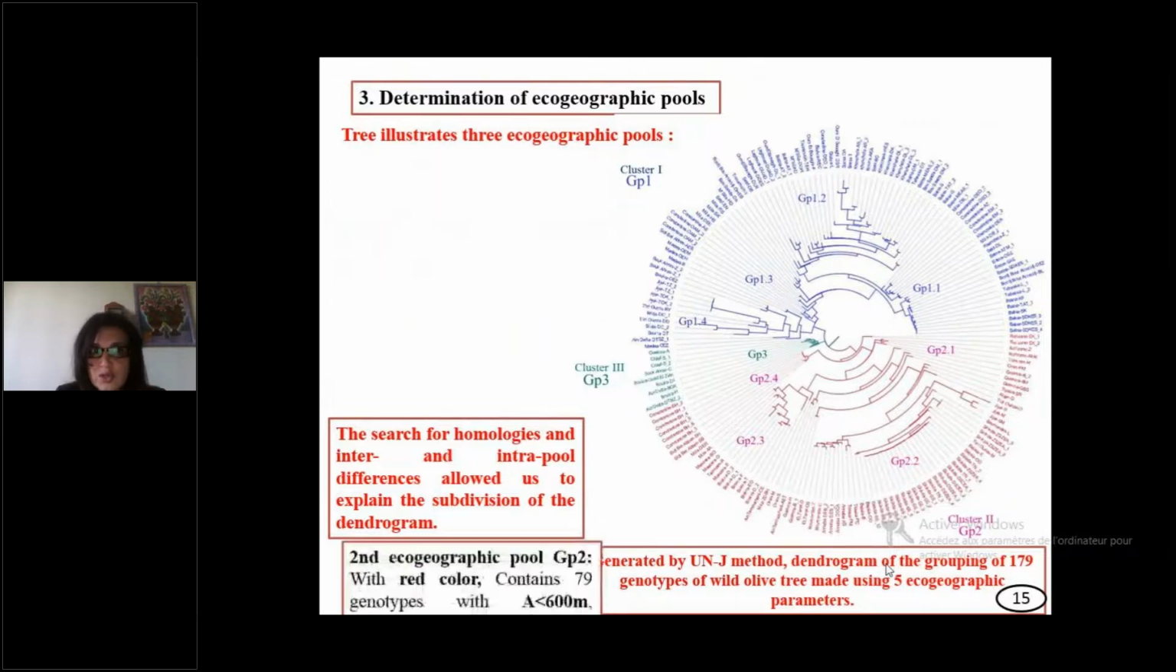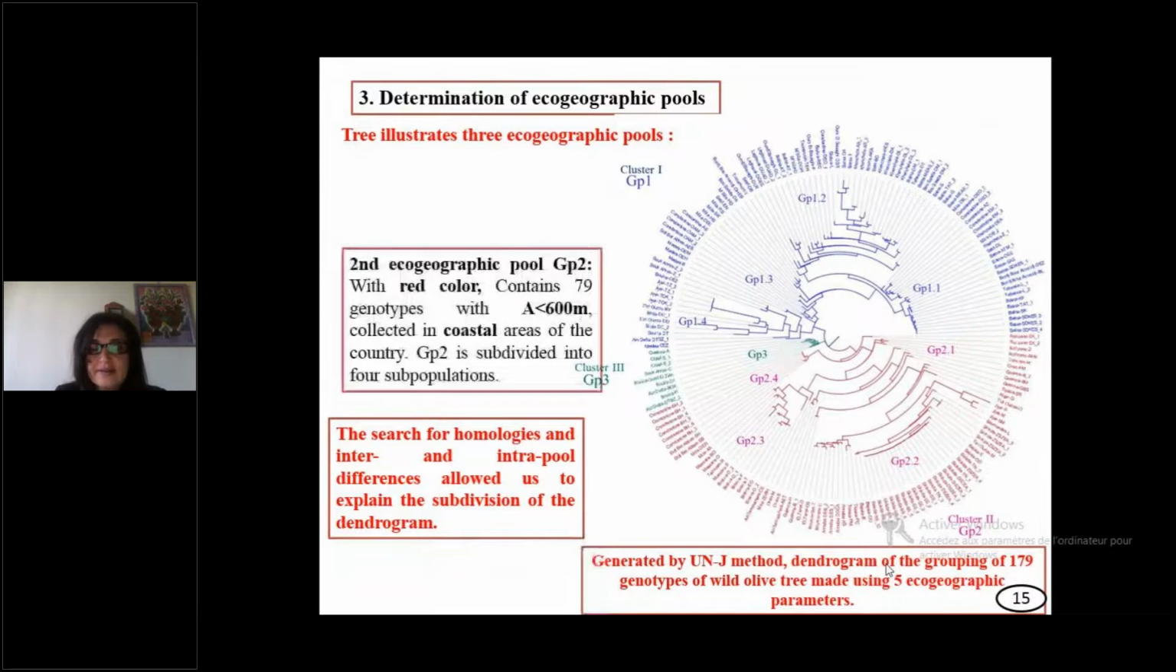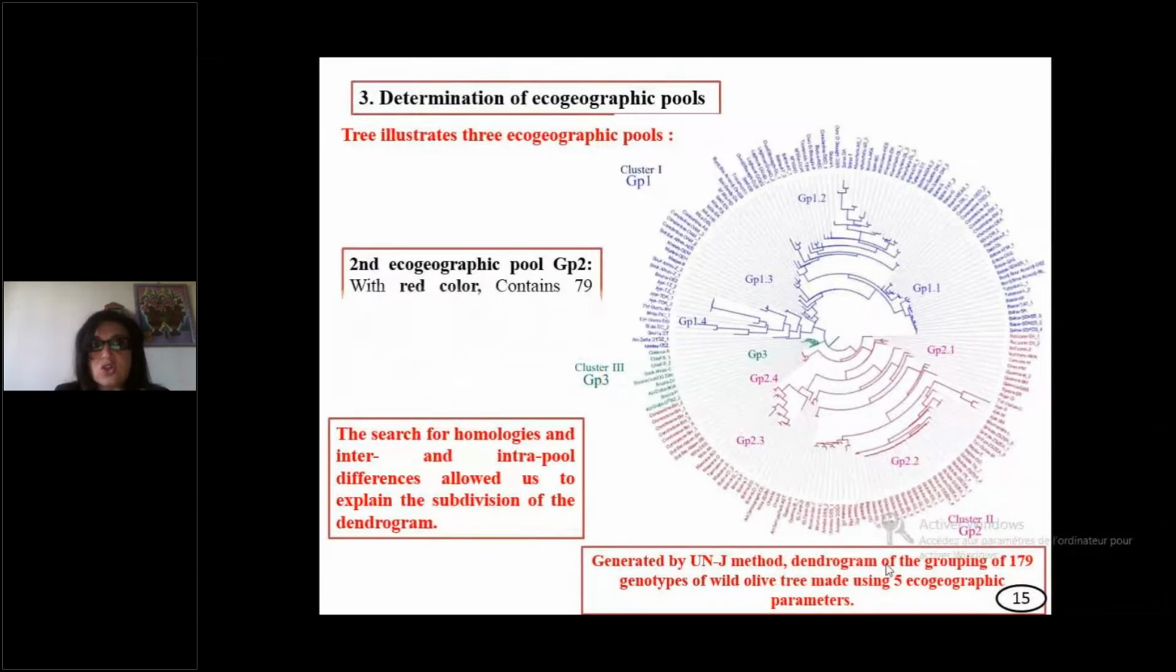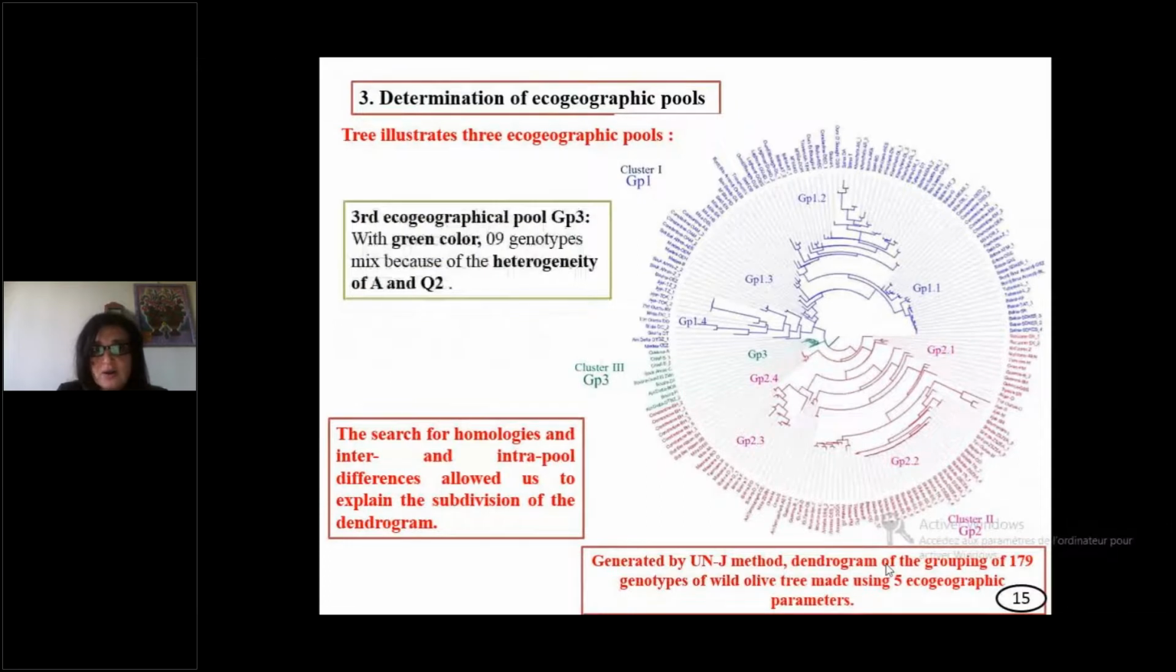The second ecogeographic pool, with red color, contains 79 genotypes with altitude less than 600 meters, collected in coastal areas of the country. The existence of intra-pool differences subdivided the second pool into 4 subpopulations. The third ecogeographic pool, with green color, contains 9 mixed genotypes because of the heterogeneity of altitude and Emberger coefficient.